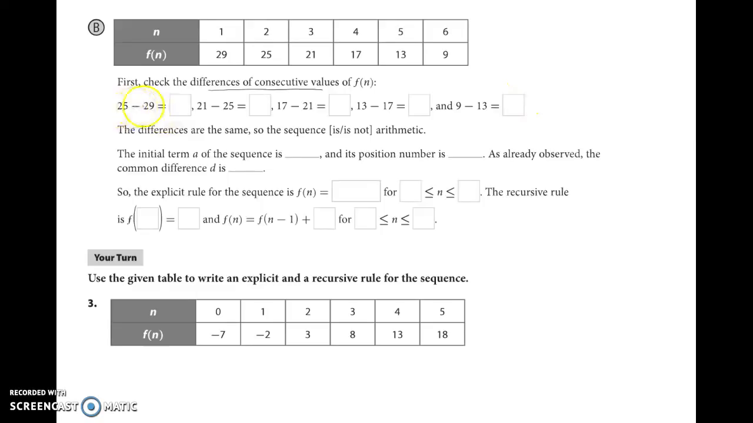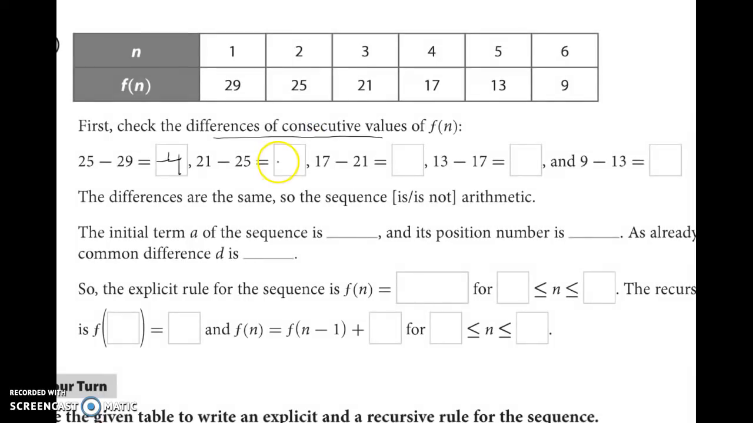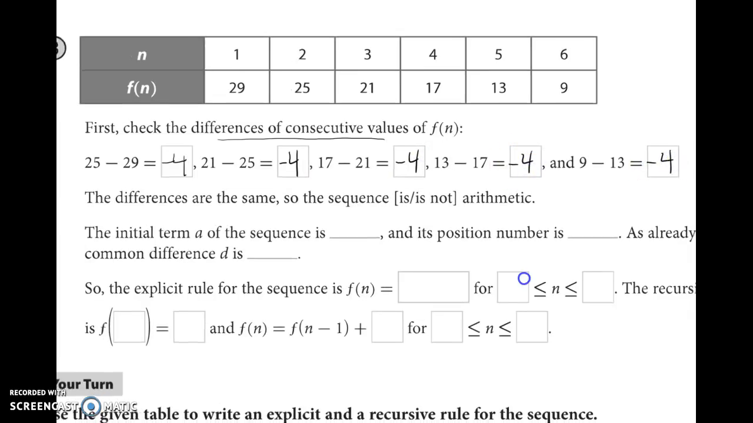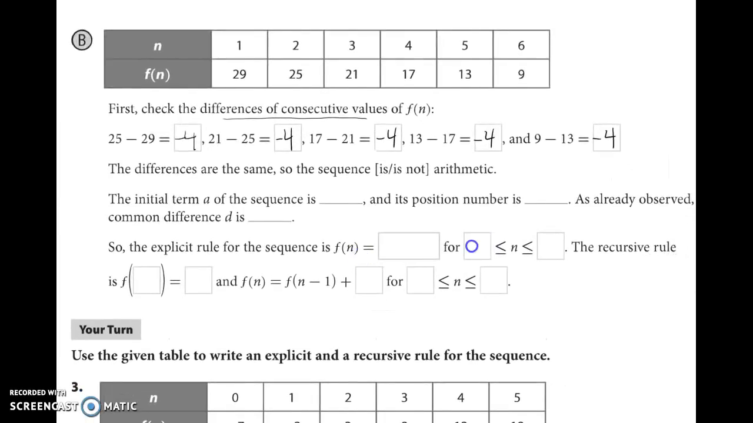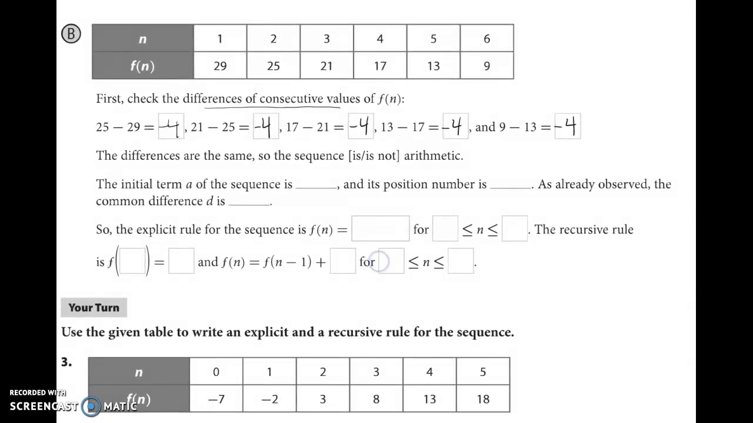So 25 minus 29 is negative 4. 21 minus 25 is negative 4. 17 minus 21 is negative 4. 13 minus 17 is negative 4, and negative 4. We kind of already knew that by looking at the chart, since the common difference is the same, so it is arithmetic. And we know that our common difference is subtracting 4.